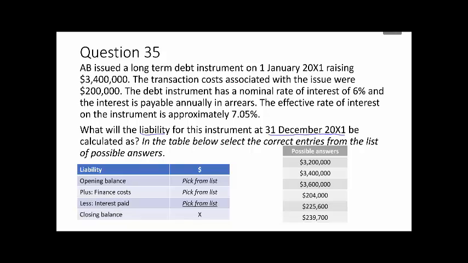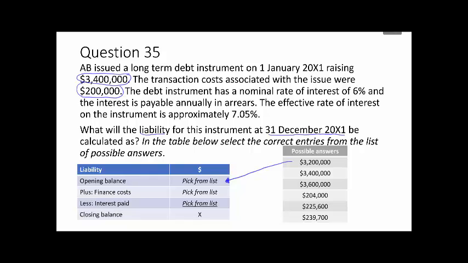So the first thing is the opening balance, and within that opening balance we would take not just the $3.4 million that was actually realised on the issue, but we would net off against that the $200,000 of transaction costs. So the first of our answers here, the correct figure to enter would be $3.2 million, the net of what was raised and the transaction costs incurred to do so.